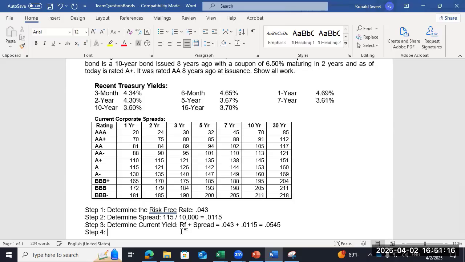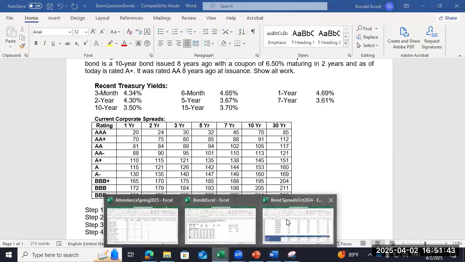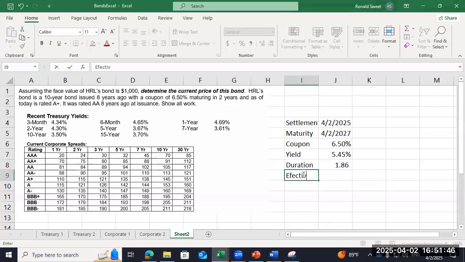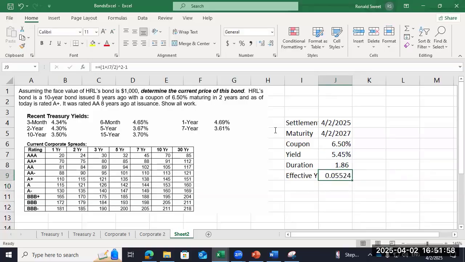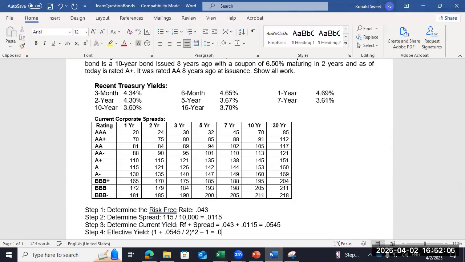Step 4, so you need the effective yield. So Amelia, what is that? Well, give me the formula, yeah. It will be 1 plus the yield divided by 2, to the power of 2, minus 1. Good, all right. And you know that's going to be higher than 0.0454. So the effective yield, I get 552, and you can round on the exam. There's no reason to go out 50 basis points or anything. So 552.